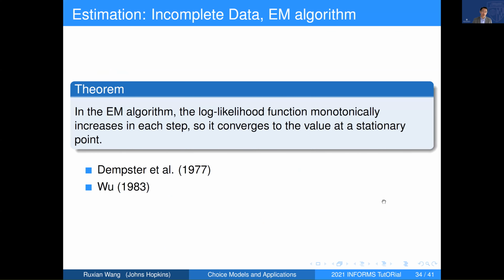The EM algorithm has very good properties. The log likelihood function monotonically increases at each step, so it converges to the value at a stationary point. Actually, in practice, we find that this algorithm converges very, very fast.